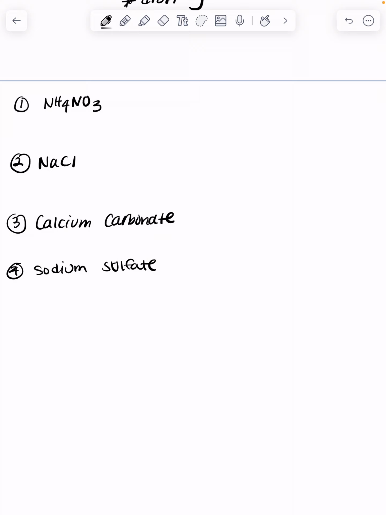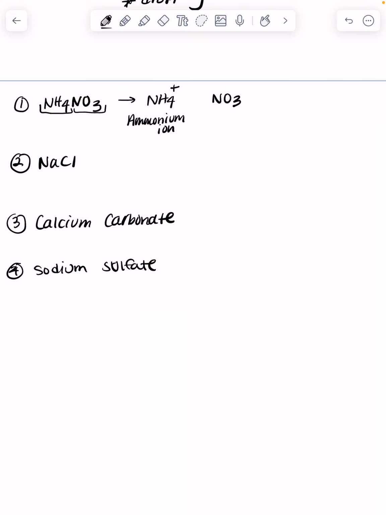NH4NO3, right? If you had been studying your polyatomic ions, you would know that both of these are polyatomic ions. So I'm going to break it up. I have NH4 and I have NO3. NH4, I know what this is. I know it has a +1 charge, and it is an ammonium ion. Awesome.